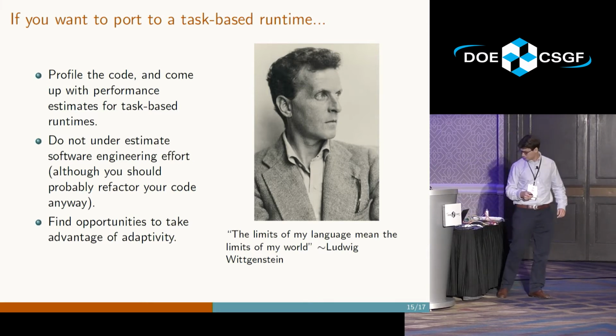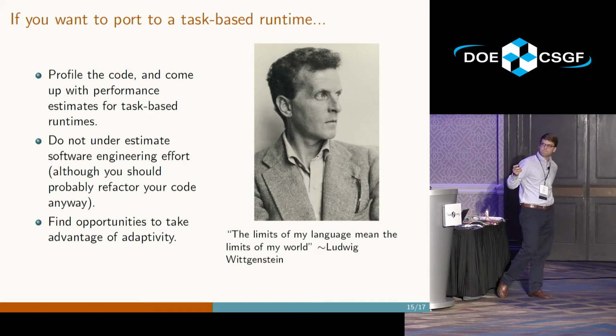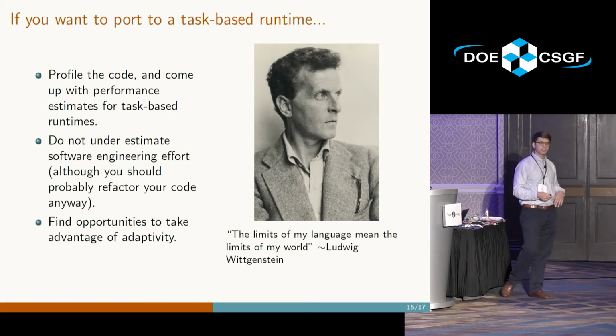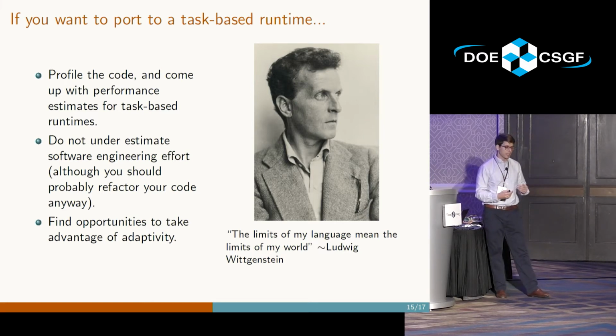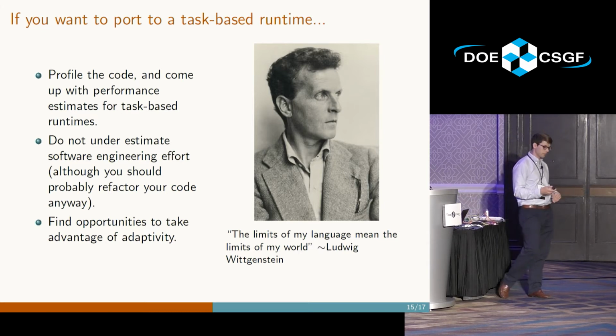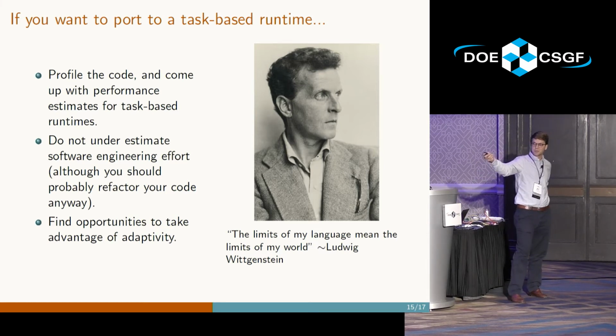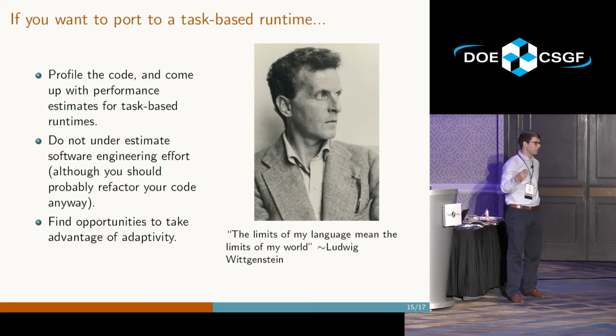And then the last thing that I wanted to talk about is for application developers. Often the computer science people come at this and say, we can make your code run faster. But what they're often not looking at is whether there are ways that we can run different algorithms. I really like the Ludwig Wittgenstein quote where he talks about how the limits of his language mean the limits of his world. When you start thinking about programming algorithms in a task-based paradigm, you can start extracting more opportunities to take advantage of adaptivity.